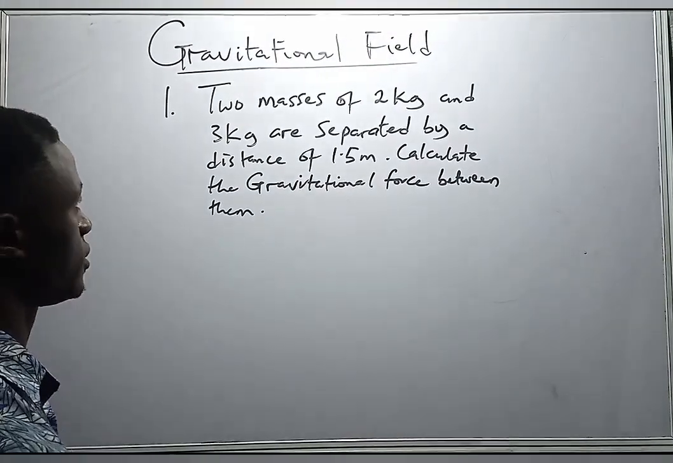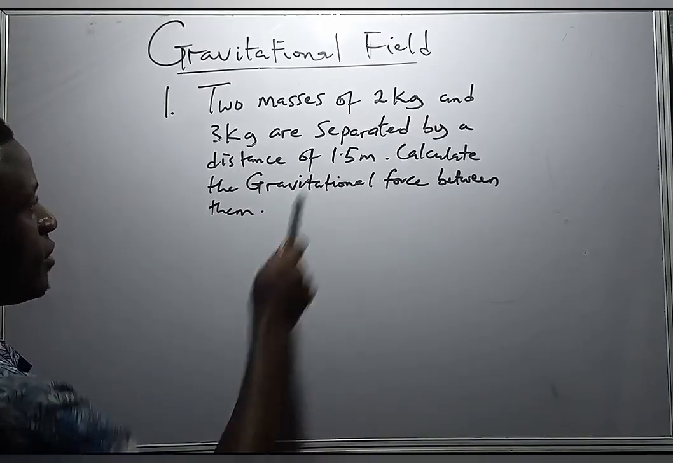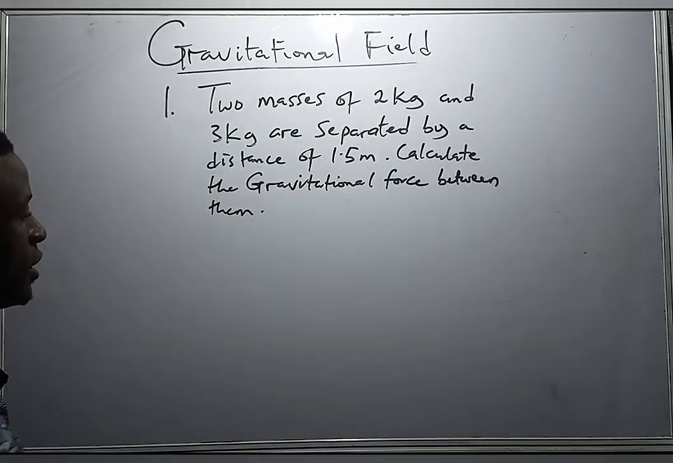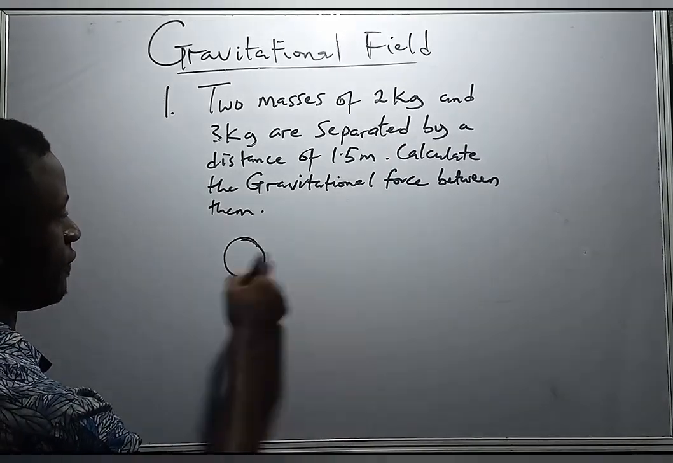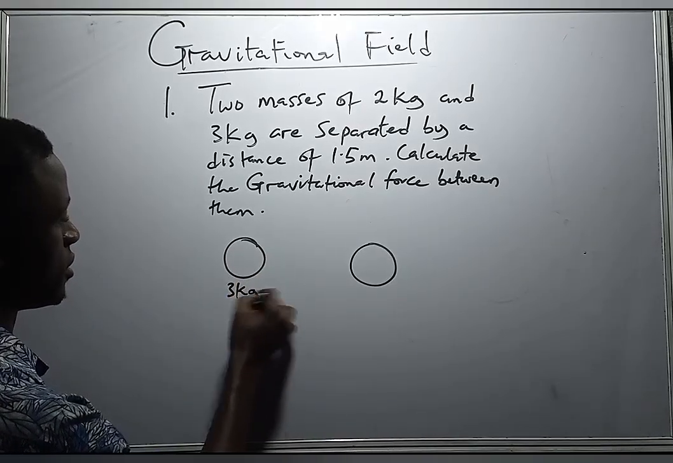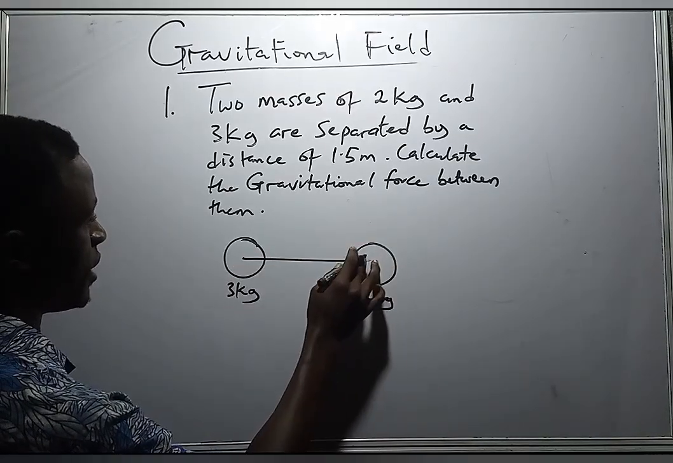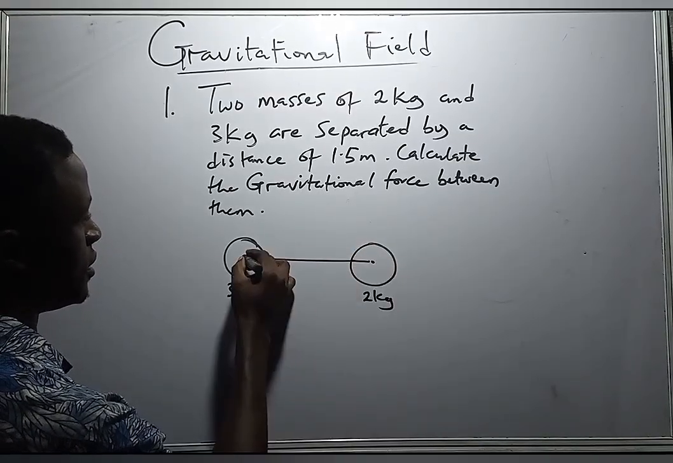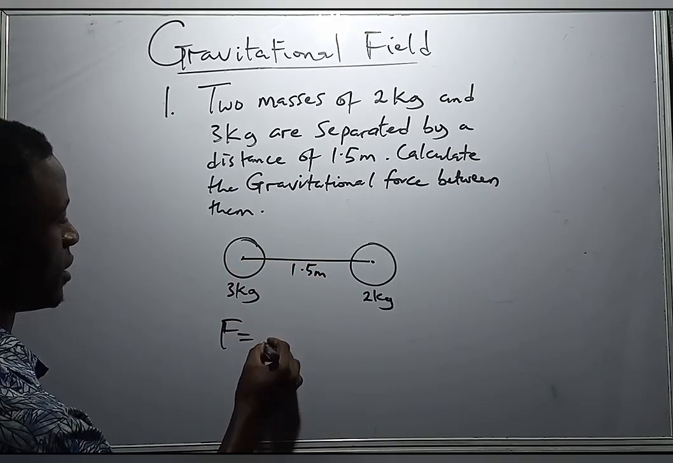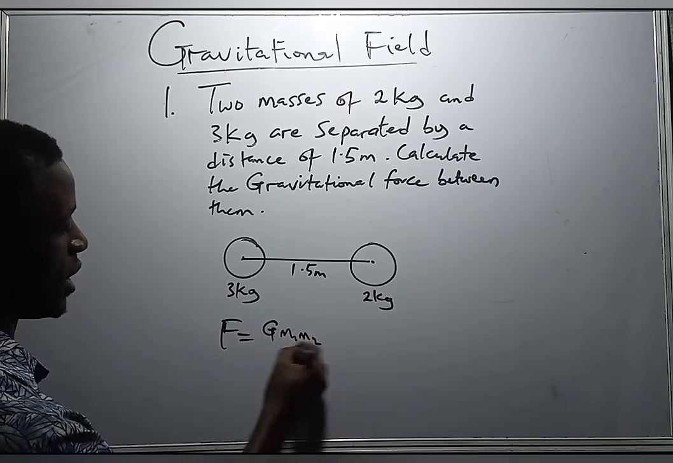Now here is a question for us to solve. The question says two masses of 2 kilogram and 3 kilogram are separated by a distance of 1.5 meters. Calculate the gravitational force between them. So here are the masses. This is the first mass, this is the second mass. This one is 3 kg, while this one is 2 kg. The distance between the two of them, from center to center, is 1.5 meters. So we are going to use our formula, where this is m1 and this is m2. Remember, F is equal to G m1 m2 over r squared.